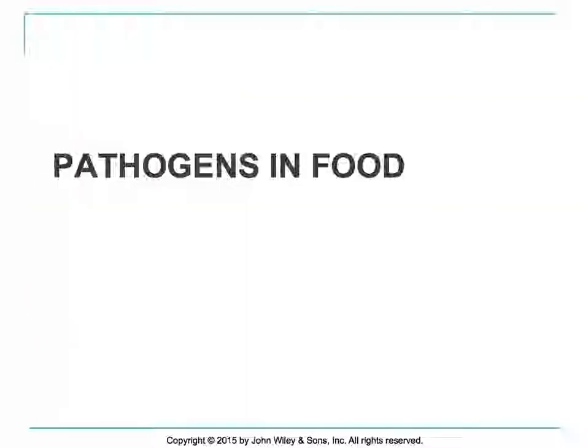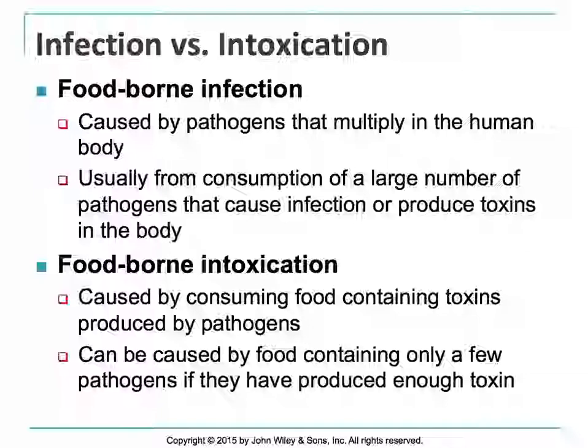Pathogens in food. So some more definitions here, and it's important to get these two straight in your head because they are very different. So first we have foodborne infection. Foodborne infection is caused by pathogens that multiply in the human body. Somebody typically gets a foodborne infection from consumption of a large number of pathogens that then cause infection or produce toxins in your body, okay?